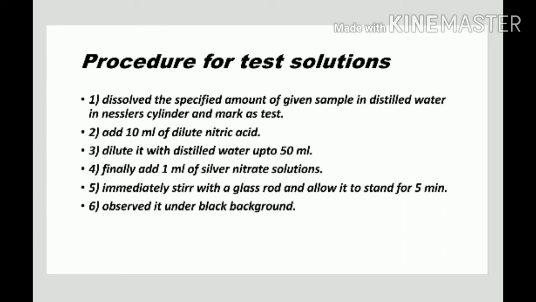Now coming to the procedure for test solution. Dissolve the specified amount of given sample in distilled water in Nessler cylinder and mark it as test. For test solution, we have to take a Nessler cylinder, weigh the sample and mix it with distilled water. After that add 10 ml of dilute nitric acid. Then dilute with distilled water up to the 50 ml marking. And finally add 1 ml of silver nitrate solution and immediately stir with a glass rod and allow it to stand for 5 minutes. Then observe it under a black background.